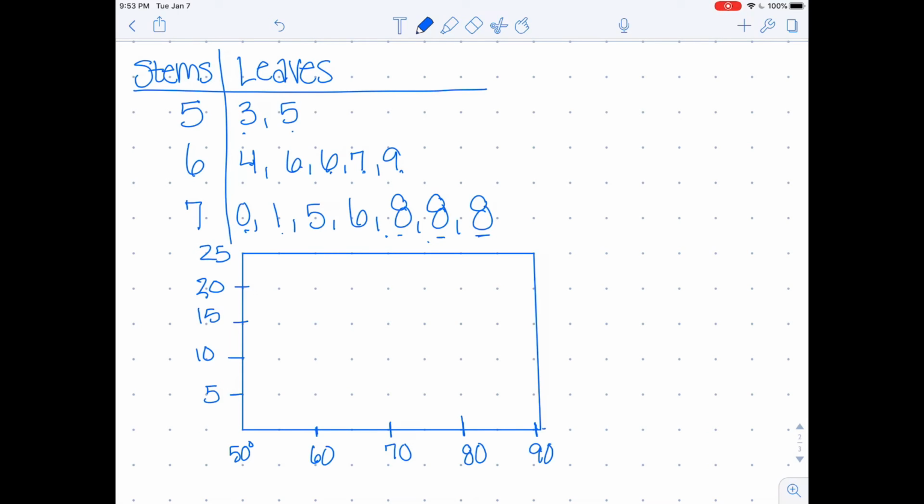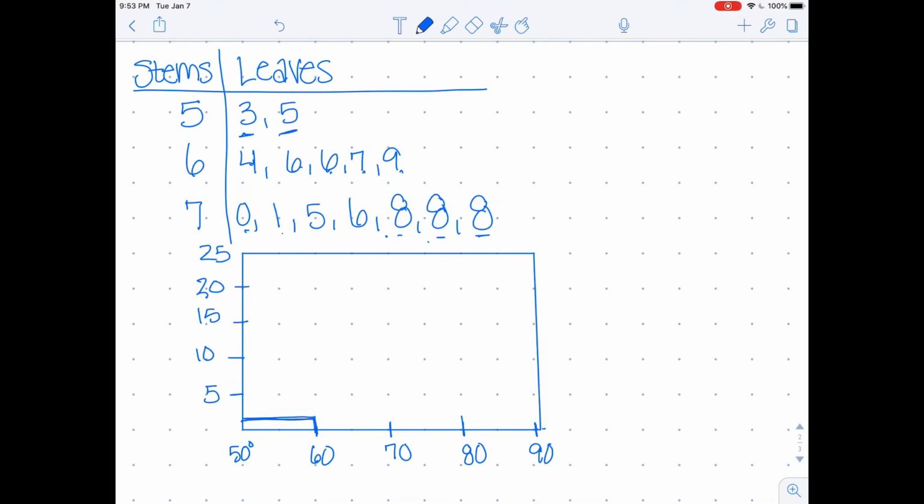Okay, so if we look, the number of times we have a temperature between 50 and 60 is 1, 2. So we're going to make a mark somewhere where you think 2 is. Just draw a line over to 60 and down. And that shows the number of times the temperature happened between 50 and 60 degrees.